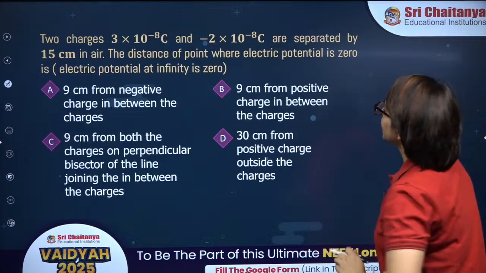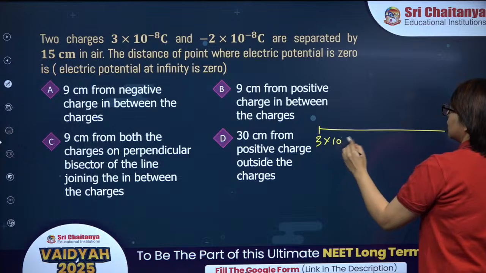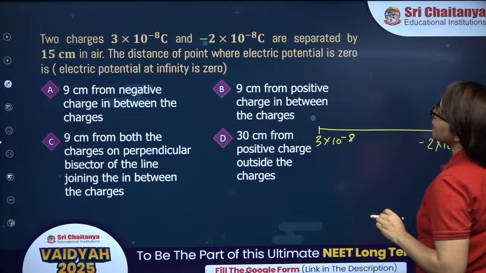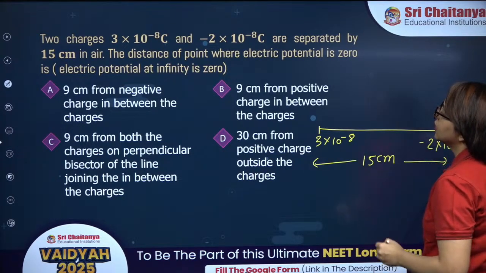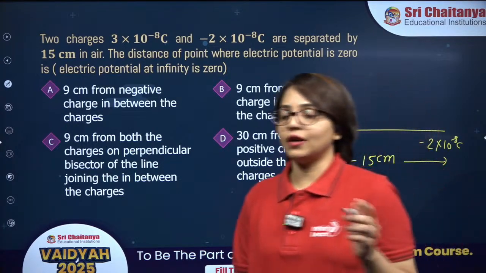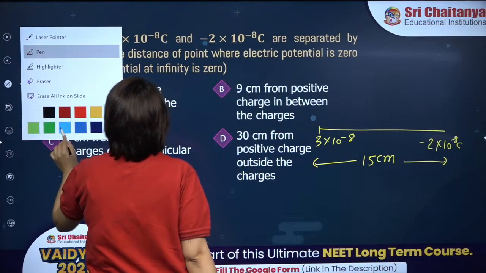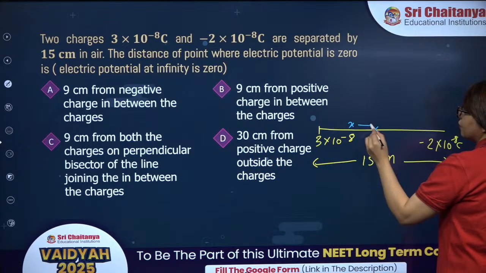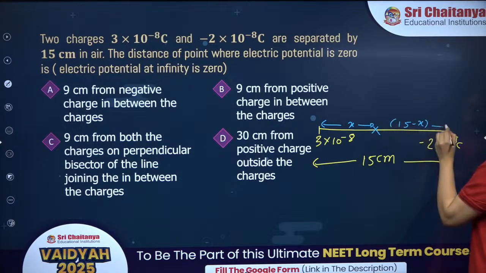Two charges, 3 into 10 power minus 8 coulomb and minus 2 into 10 to the power minus 8 coulomb are separated by 15 centimeter in air. This is the separation between these two charges. We have to find the distance of the point at which the net electric potential is 0. So let's say that point is somewhere over here at a distance of x from the positive charge. So the remaining distance from the negative charge will be 15 minus x like this.